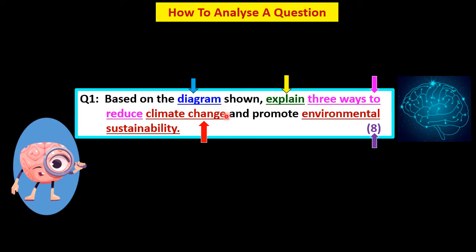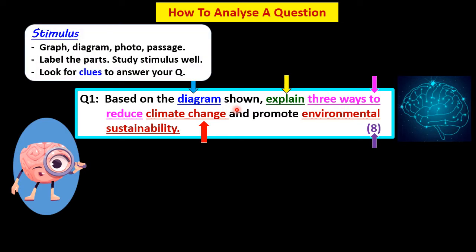Okay, let's look at this question. Based on the diagram shown, explain 3 ways to reduce climate change and promote environmental sustainability. 8 marks. So there are 5 components in the question here that we have to know. Firstly, based on the diagram, so the diagram is given and the diagram acts as a stimulus. In essay writing, the diagram or graph or photo or passage that is given at the beginning of the question is called the stimulus. You can check on the net the components for essay writing.